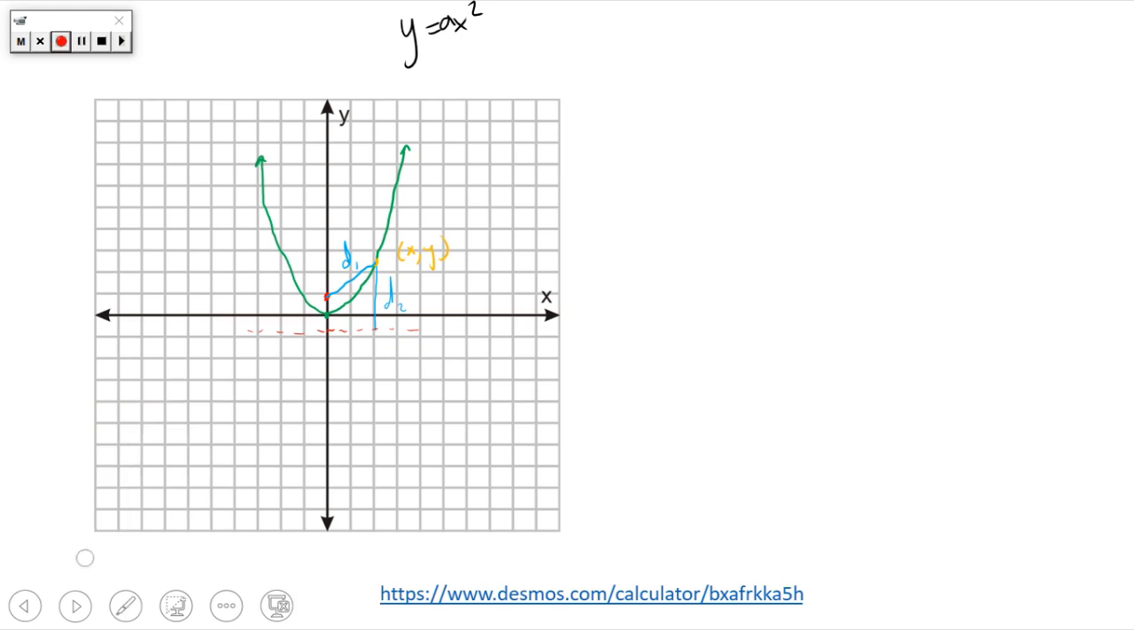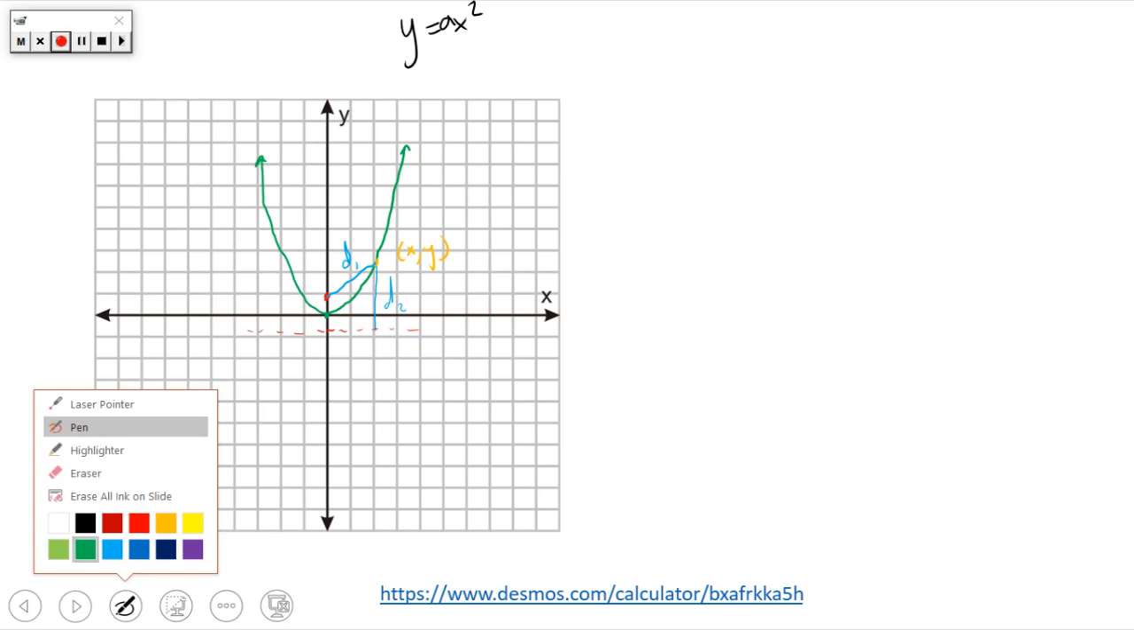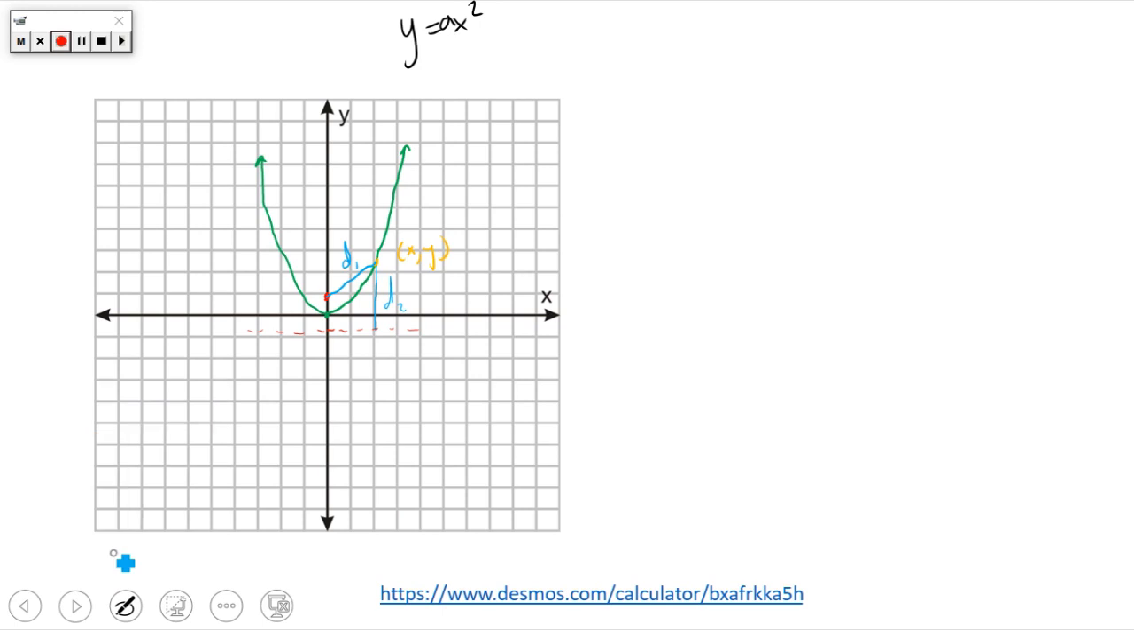So this is the geometric definition of a parabola. It's the set of all points such that the distance from a fixed point called the focus to a line called the directrix is equal, like they're equal distance.